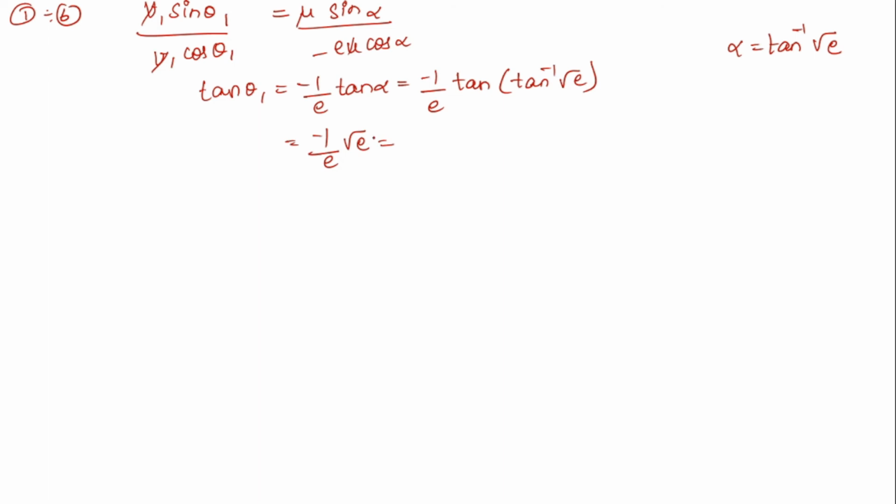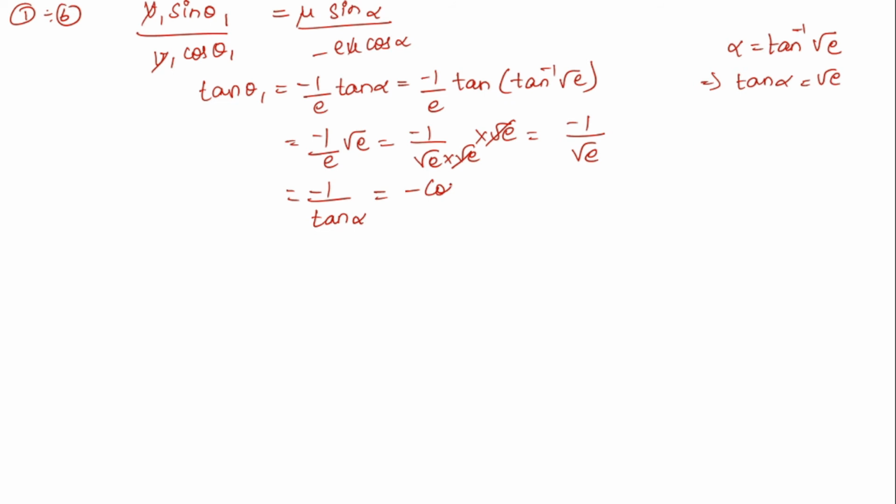So the denominator can be written as e into e. So minus 1 by root e into root e, and the numerator will be another root e. That root e will get cancelled. So minus 1 by root e. From this you can derive that tan alpha is equal to root e, right? So what is your root e? It will be tan alpha, right? So minus 1 by tan alpha. So minus 1 by tan alpha is nothing but minus cot alpha. So negative cot alpha can be written as tan of 90 degree plus alpha. So your tan theta 1 is equal to tan of 90 degree plus alpha.